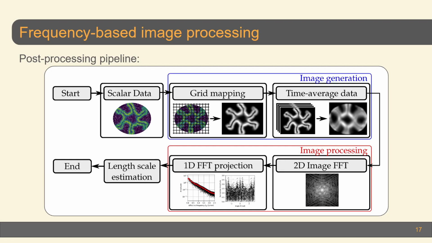Once we have this average image, we send it through a 2D FFT, and of course, in order to make this FFT data a bit more interpretable, we do again another 1D projection, and then we can use these projected data to estimate length scales of the information in the system.